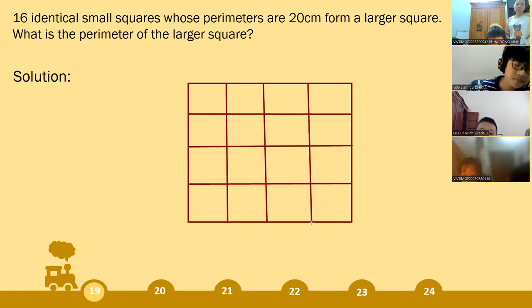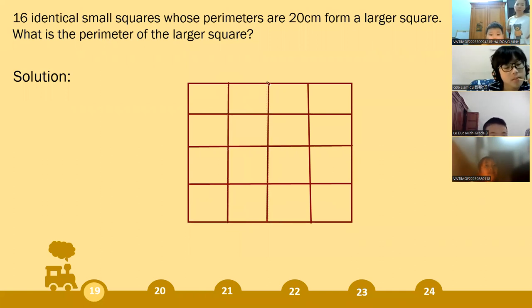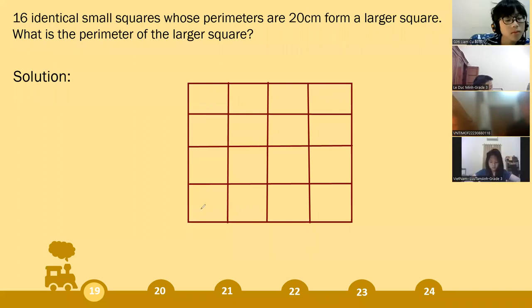So just assume that these are squares. Teacher doesn't know how to draw. So you have 16 squares: 1, 2, 3, 4, and then 4 columns and 4 rows. So you have 16 already.